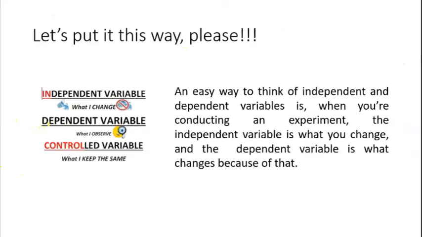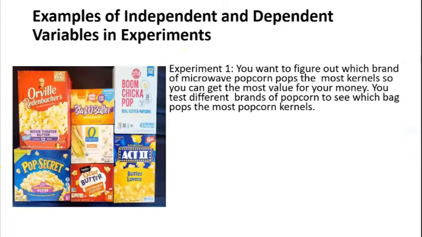And for the dependent variable, it is what change you observe. Okay? And again, during scientific research, there is what we call a controlled variable. It is what you keep the same and you do not change in the experiment. So let us have some examples on how we can determine an independent and dependent variable.